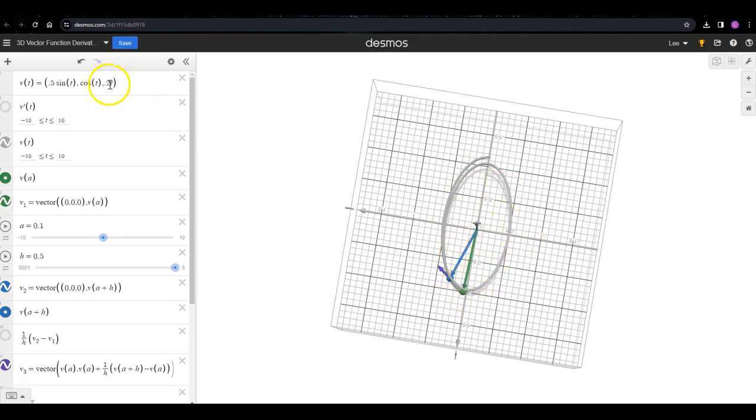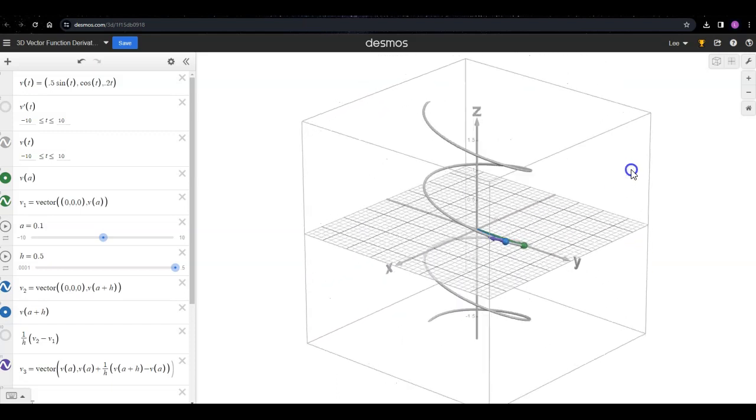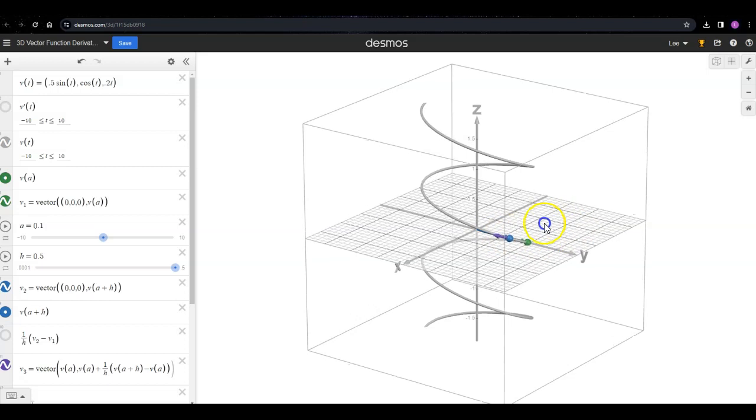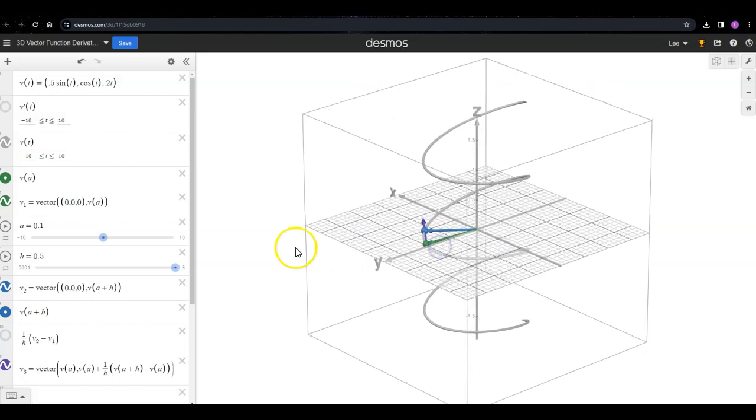And then the z is this 0.2t, so that's increasing the height of the function in the z direction as t gets bigger and bigger. So normally I might view it this way, the x on the left, y over here. It's kind of hard to see the vectors that are drawn there, so I'm going to rotate that around so we can get a better view.